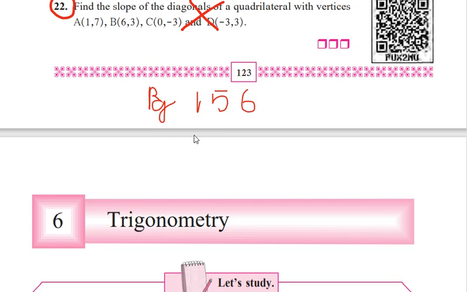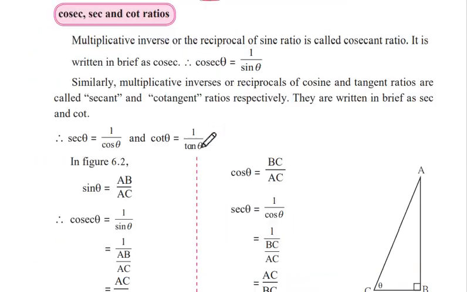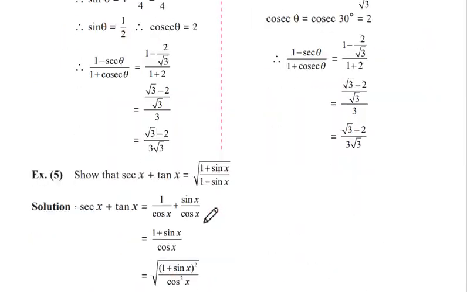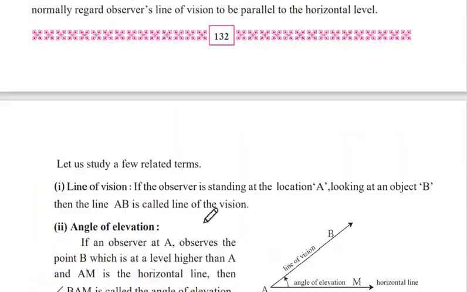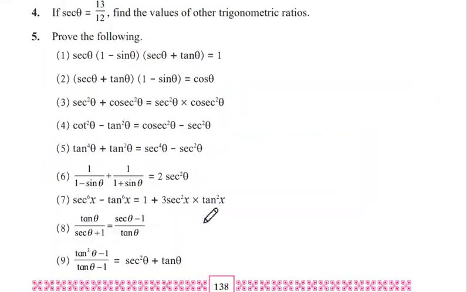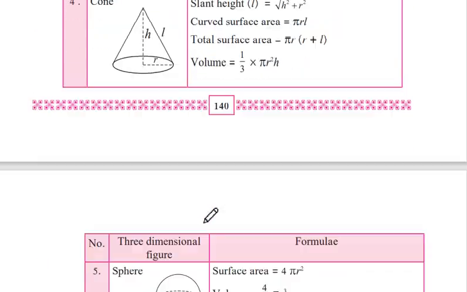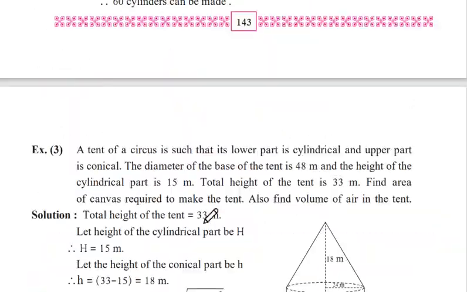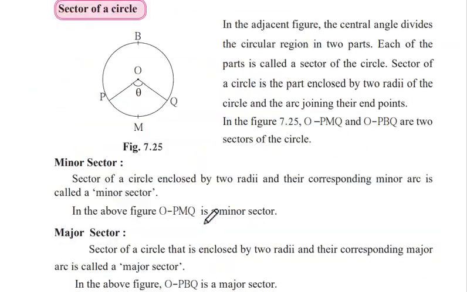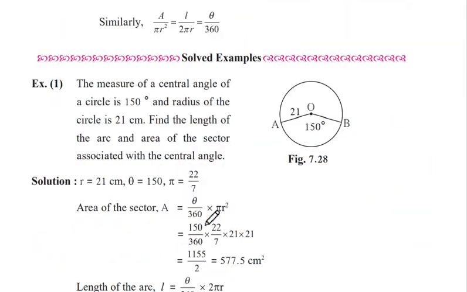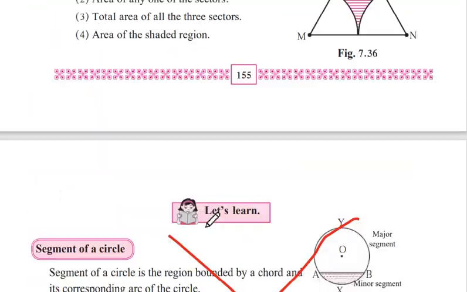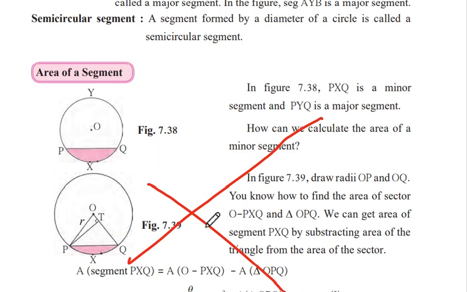Now we have to go directly to page number 156. But again, in Trigonometry and Geometric Construction, there is no reduction. You have to do the whole chapter. So you have to practice both chapters very nicely. Now we go directly to the last chapter, Mensuration. So we have come to page number 156.